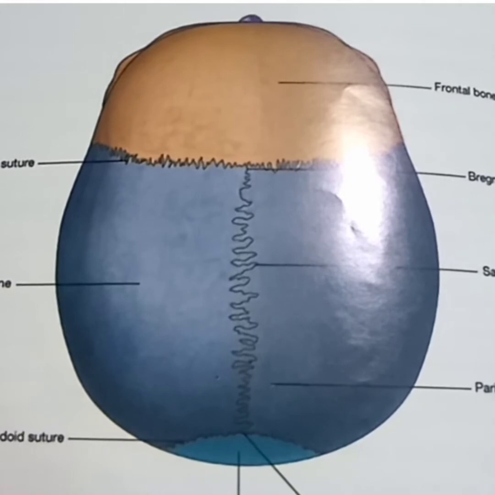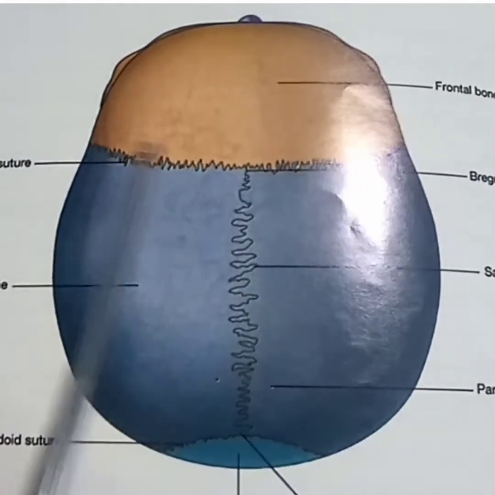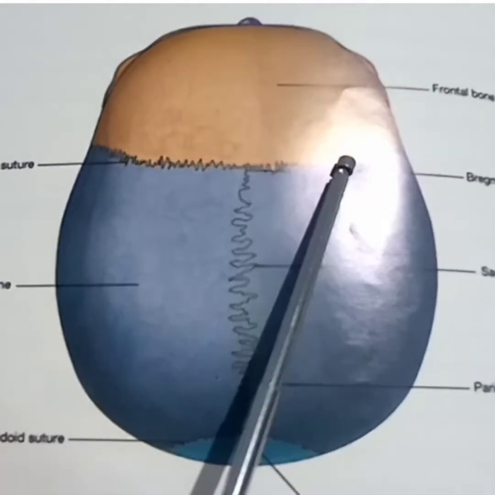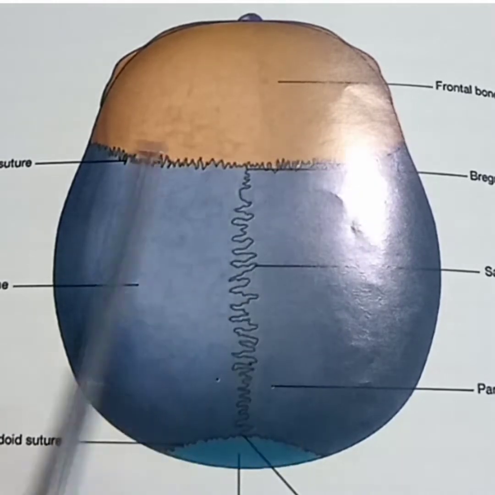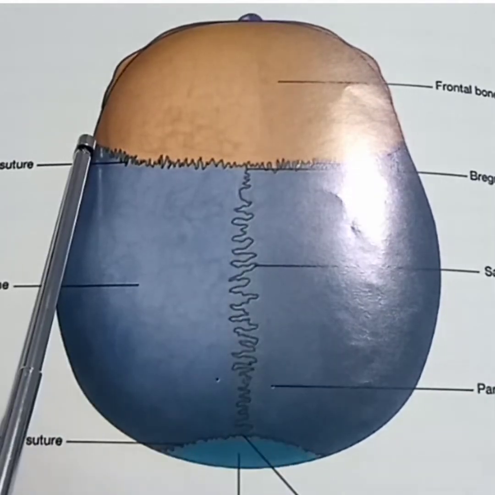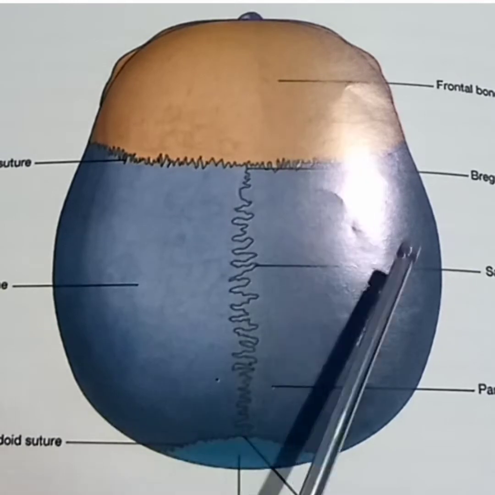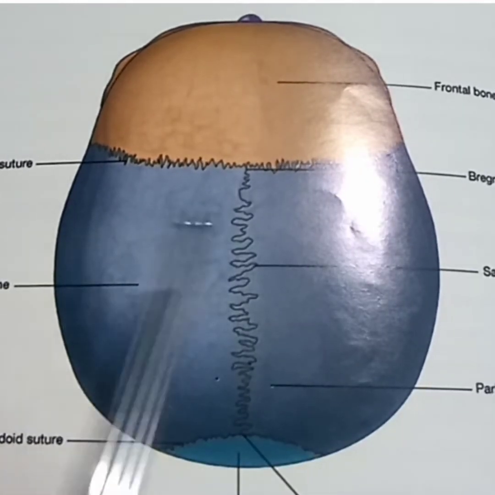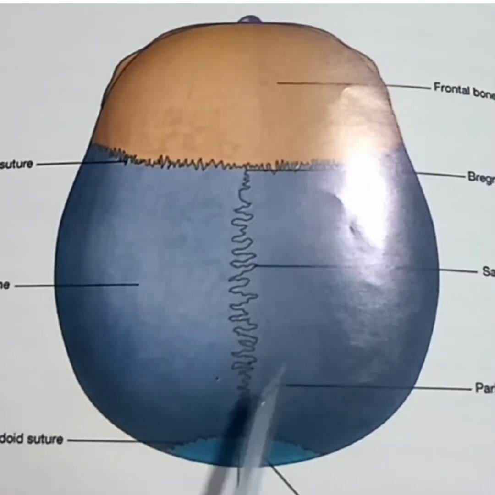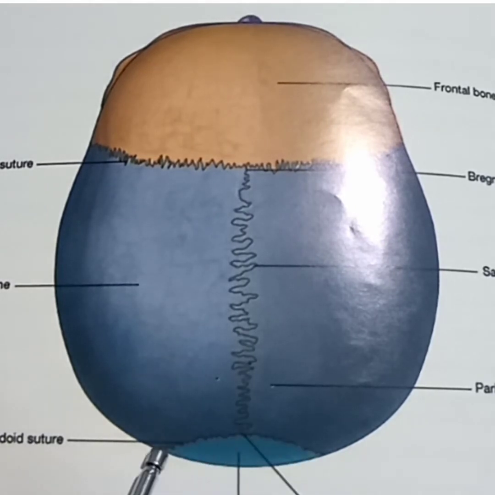So we have three sutures. The coronal suture, which lies at the site where you put the crown and separates the frontal bone from the two parietal bones. Then in the midline, the sagittal suture between the two parietal bones. Then posteriorly, the lambdoid suture between the two parietal bones and the occipital bone.